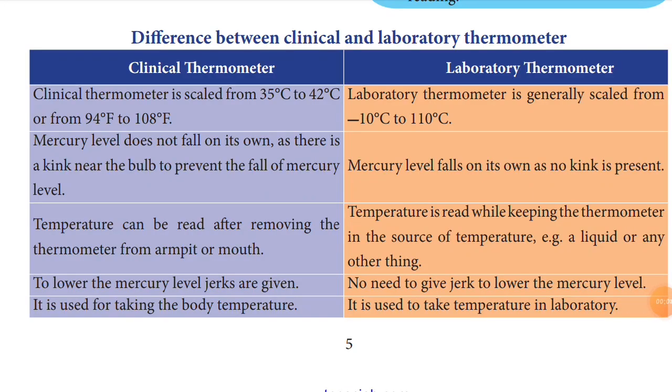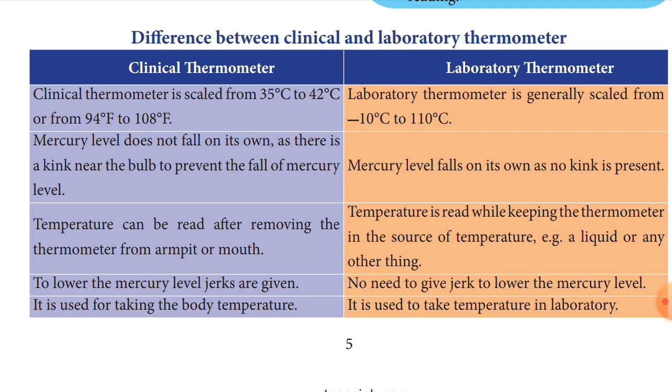Now let's see the important 5-mark question: the difference between clinical and laboratory thermometer. First you write the clinical thermometer and the laboratory thermometer. See the first point, children. The clinical thermometer scale is from 35 degrees Celsius to 42 degrees Celsius, or in Fahrenheit, 94 degrees Fahrenheit to 108 degrees Fahrenheit. That's all. And now the laboratory thermometer.